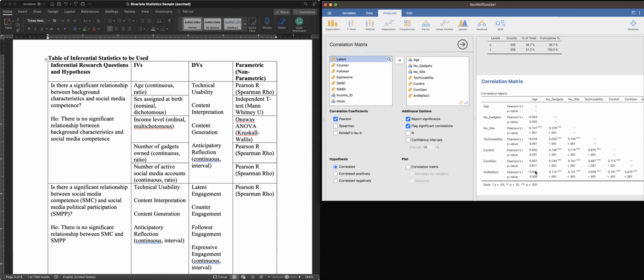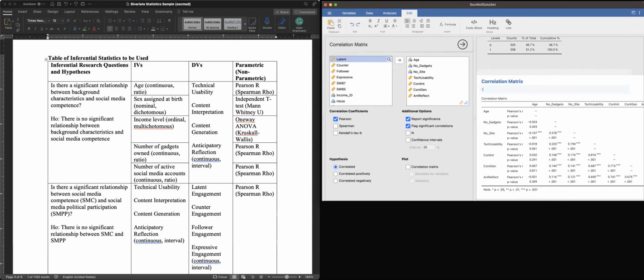And then what you look at first, usually what you look at first is number 1, you look at the p-value or look at the asterisk. If p-value is less than 0.05, then reject null hypothesis.